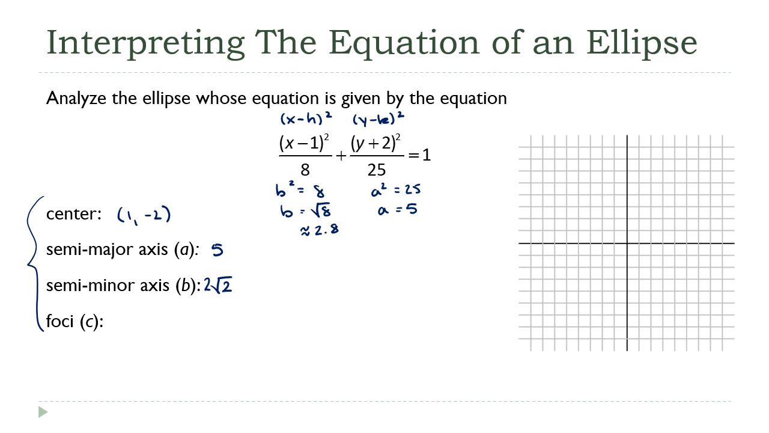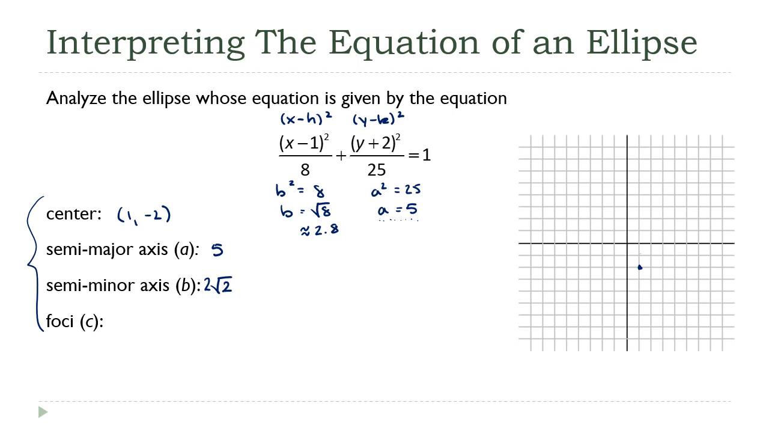I'm going to come back to the focal points in a minute, because really that's enough for me to graph my ellipse. The center is here at (1, negative 2). And to get the y direction, how far to go up and down, that's going to be based on that a value, which is under the y squared.